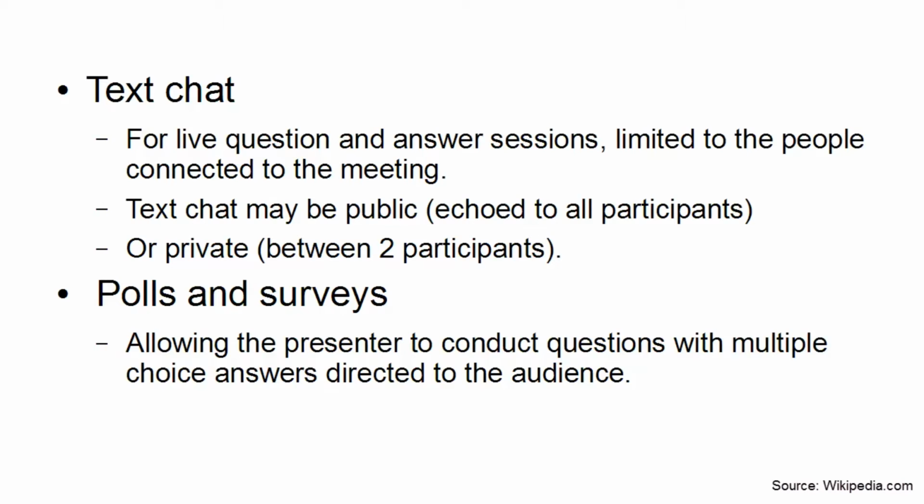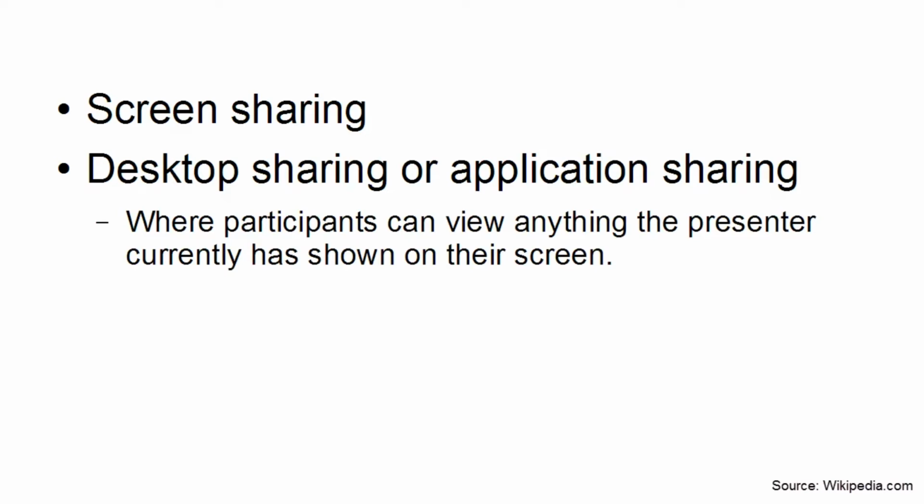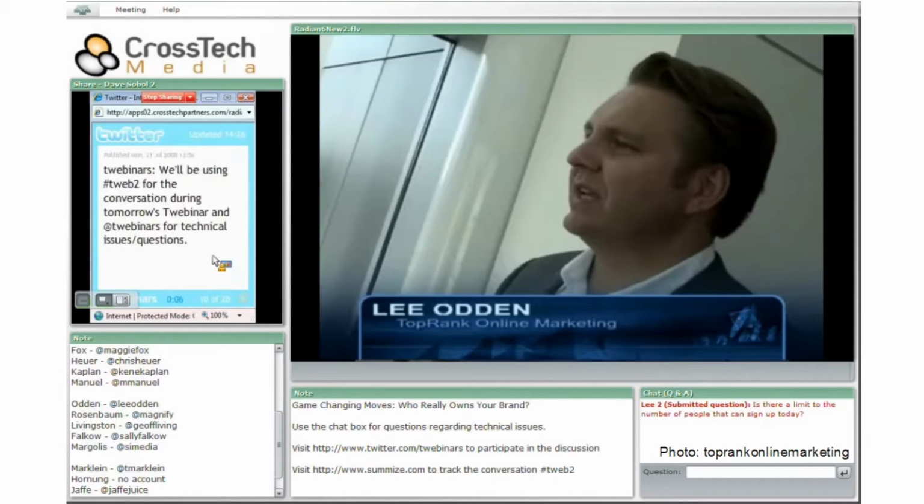to the audience. There can be screen sharing, and there can be desktop sharing or application sharing, and this is where participants can view anything the presenter currently has shown on their screen. And some screen sharing applications allow for remote desktop control, allowing participants to manipulate the presenter's screen, although this isn't widely used. And this is what a typical webinar screen will look like.